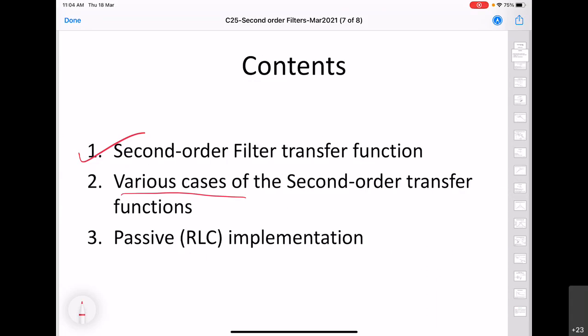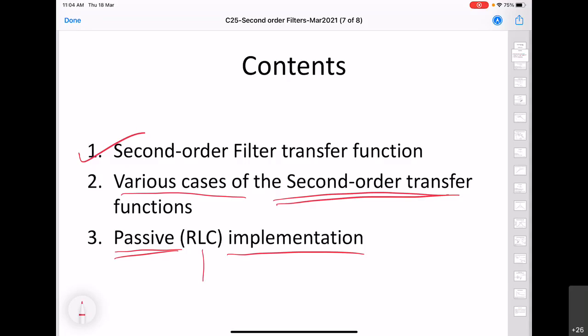And today we will see only the passive implementation of the transfer function. Since there are various possible cases of this second order transfer function, it will not be possible to consider both passive and active in a single class. So in the next class, we will talk about the active implementation.